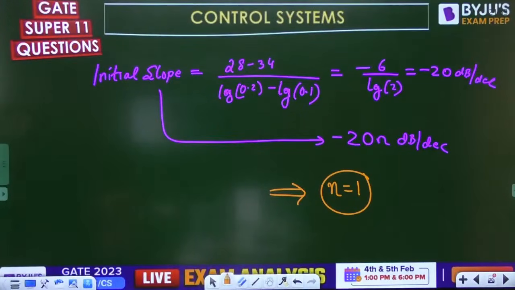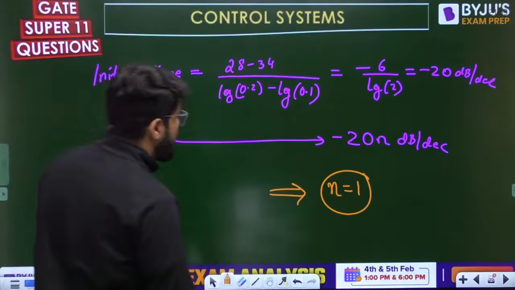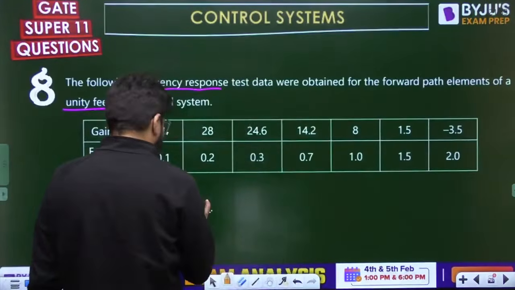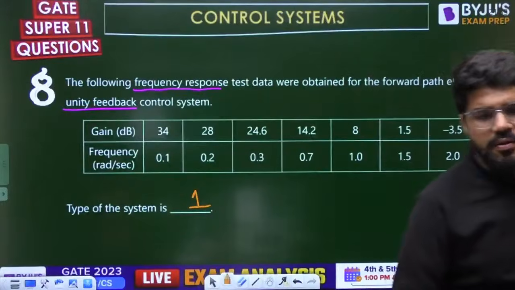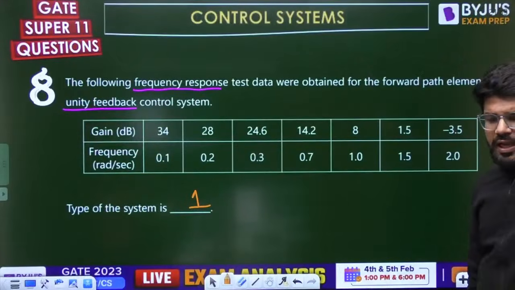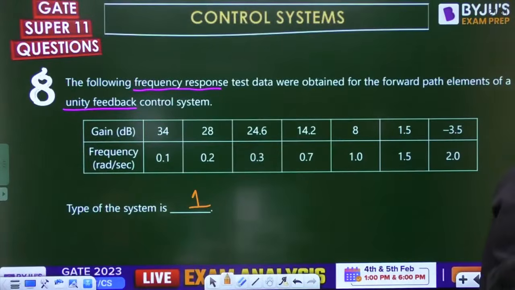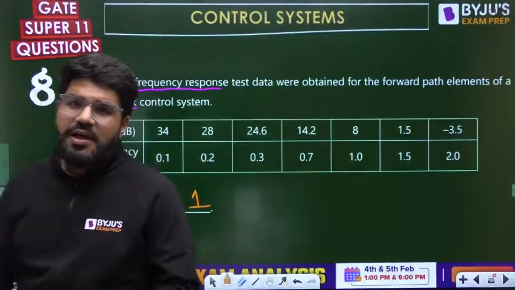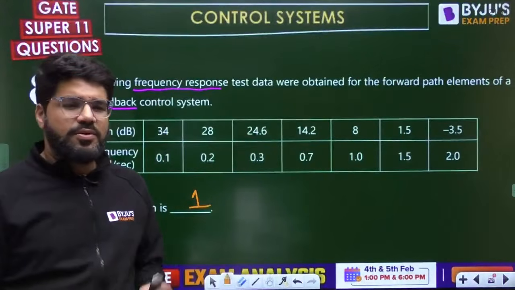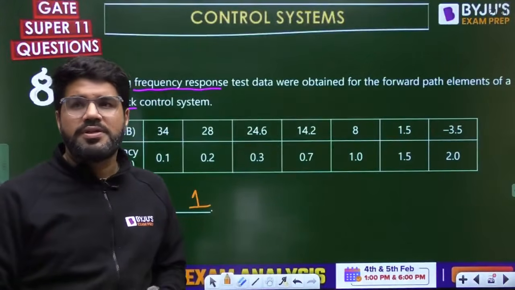Clear? The value of n is equal to 1. Okay, the type of the system is 1. Clear? This is a fundamental question, but you have to just connect this to the Bode plot. That is the only input you have to provide from your side.